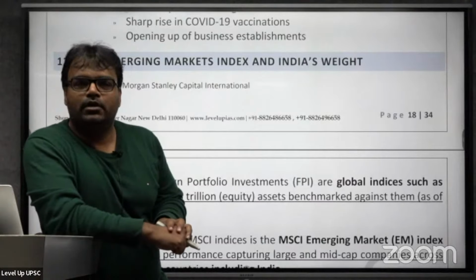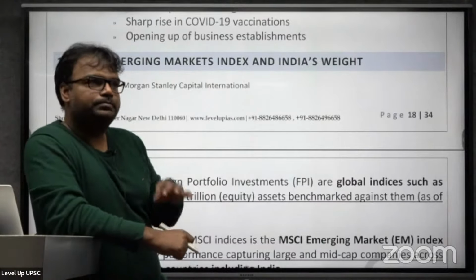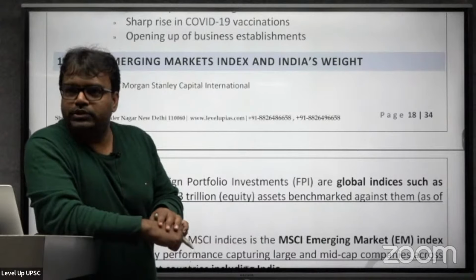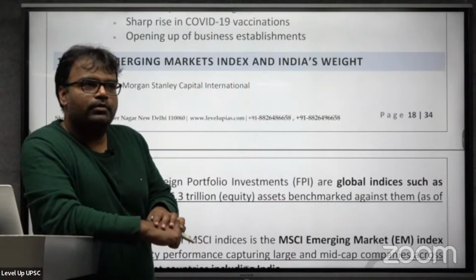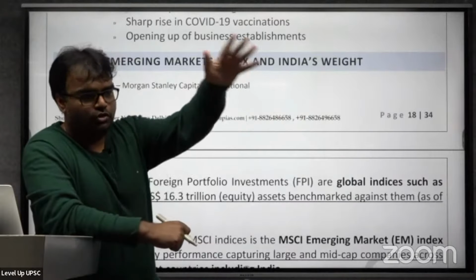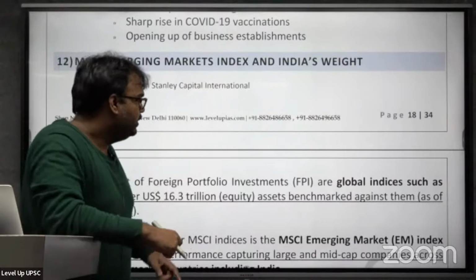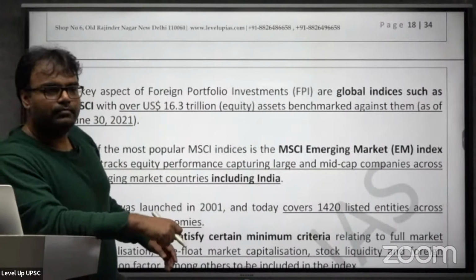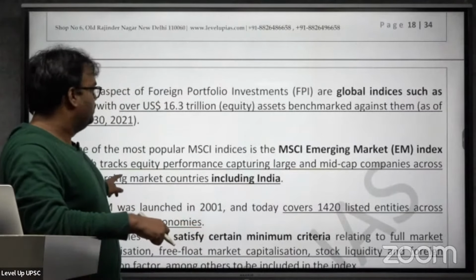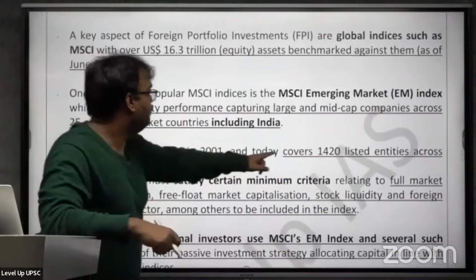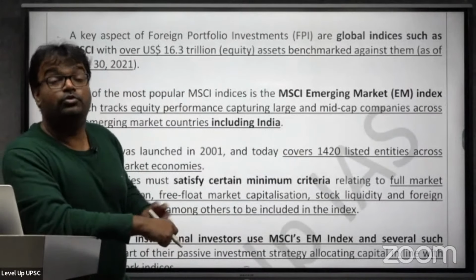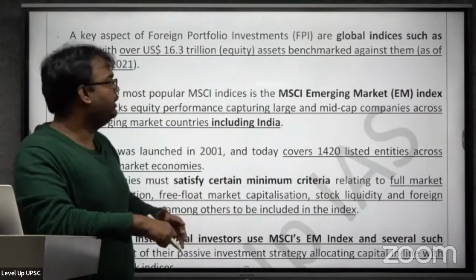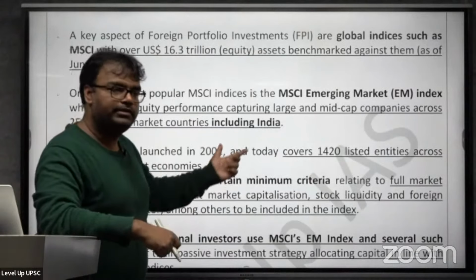MSCI is a US-based organization which creates indexes to tell users about companies listed in different stock exchanges all over the world. They have an index called the MSCI Emerging Market Index. Here they have identified around 1420 companies, and they have made an index of them. These 1420 companies come from 25 emerging markets including India.